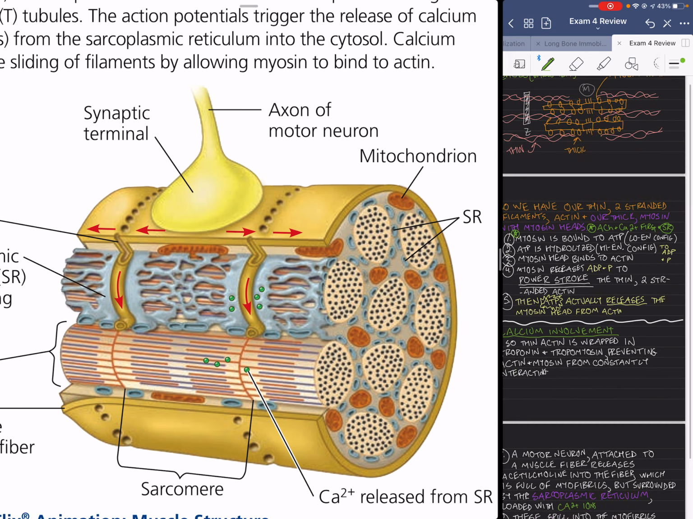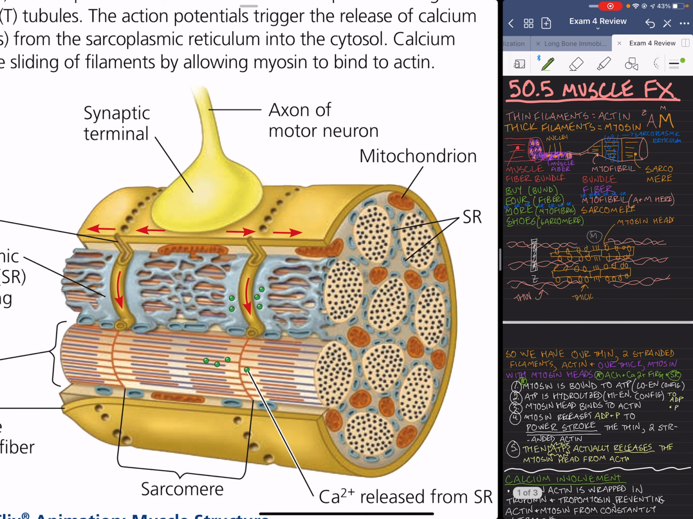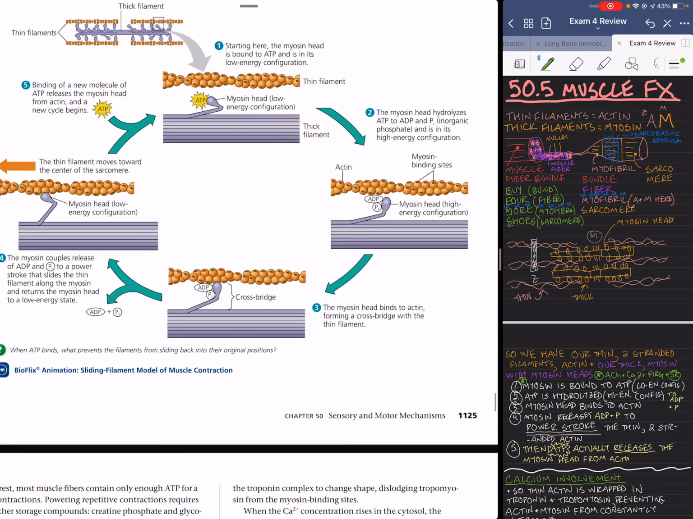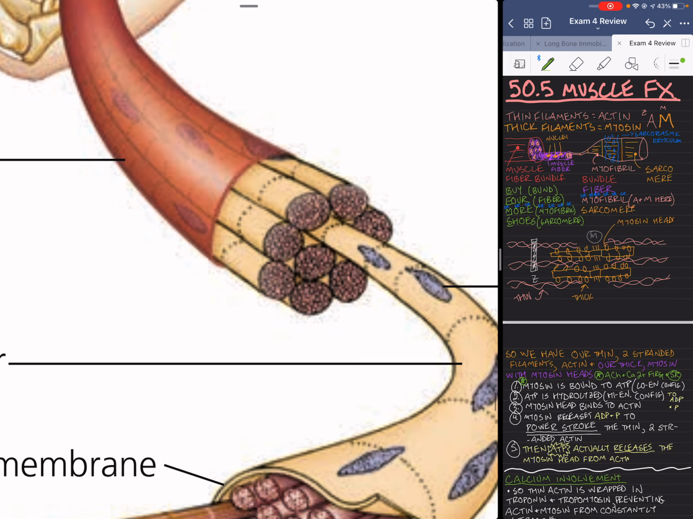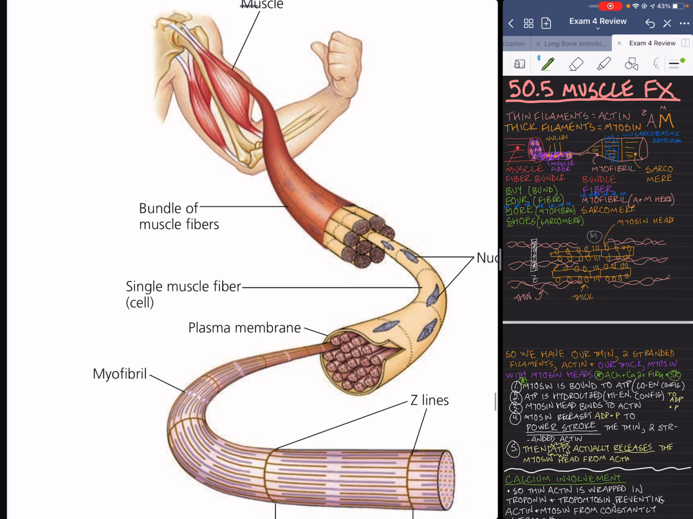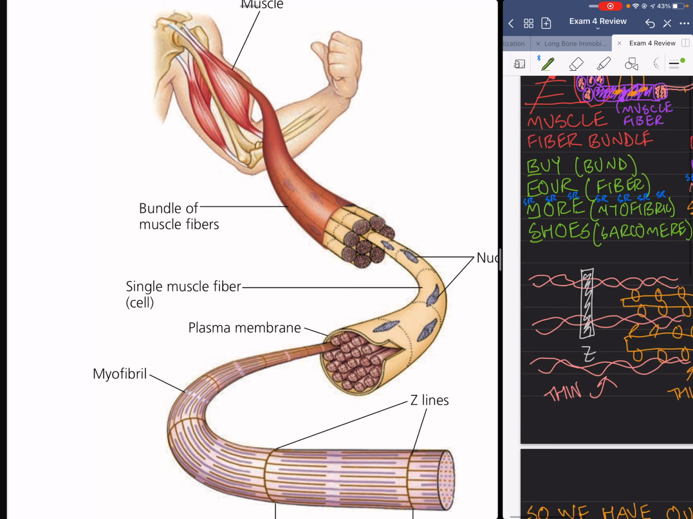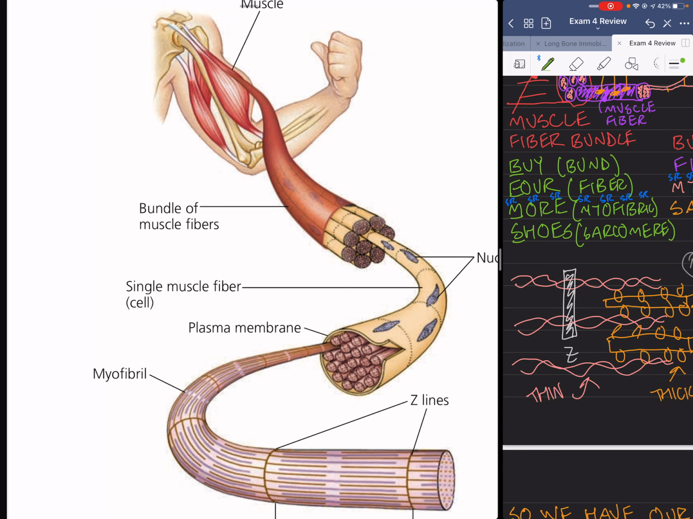So we have to understand the hierarchy here of what's going on. This whole tube is called a muscle fiber, okay? And they're found in groups. These are muscle fibers here, and they're found in groups called simply a bundle of muscle fiber. So it's a tube within a tube within a tube. And the mnemonic I came up with was buy 4 more shoes.